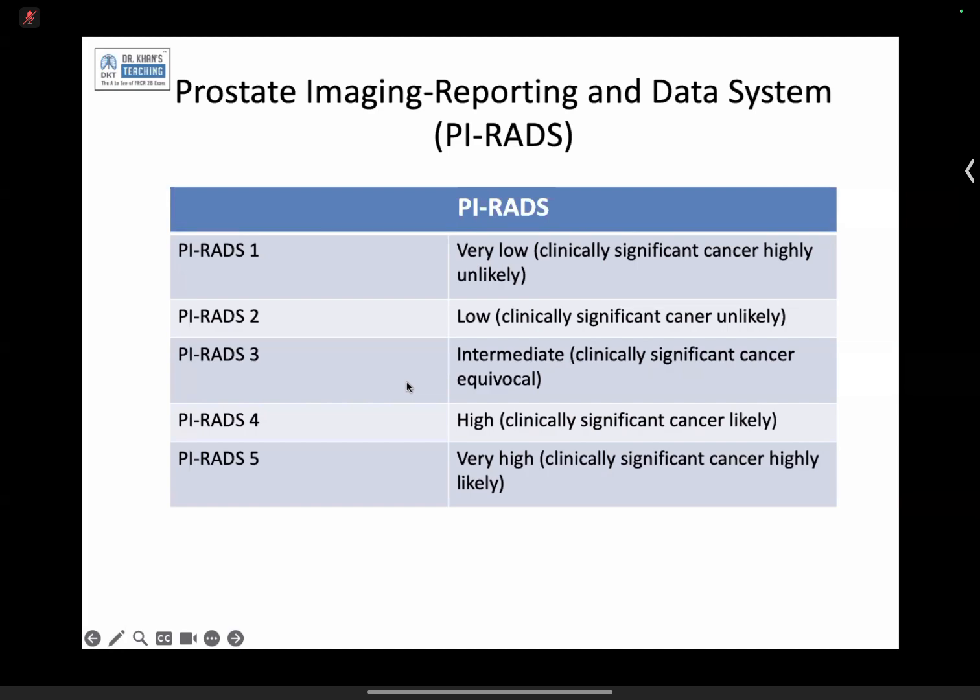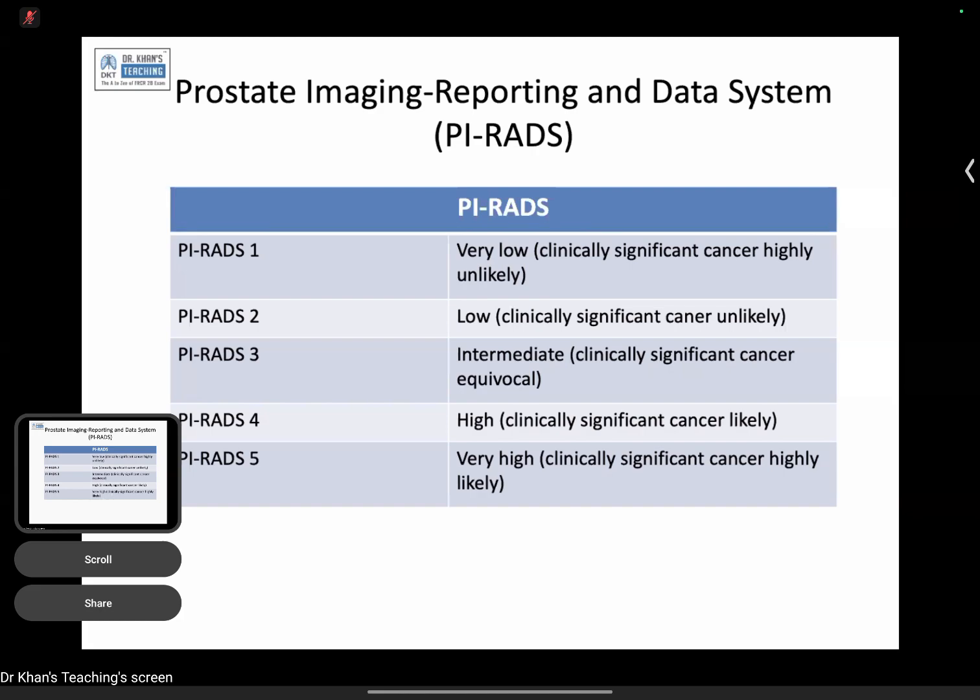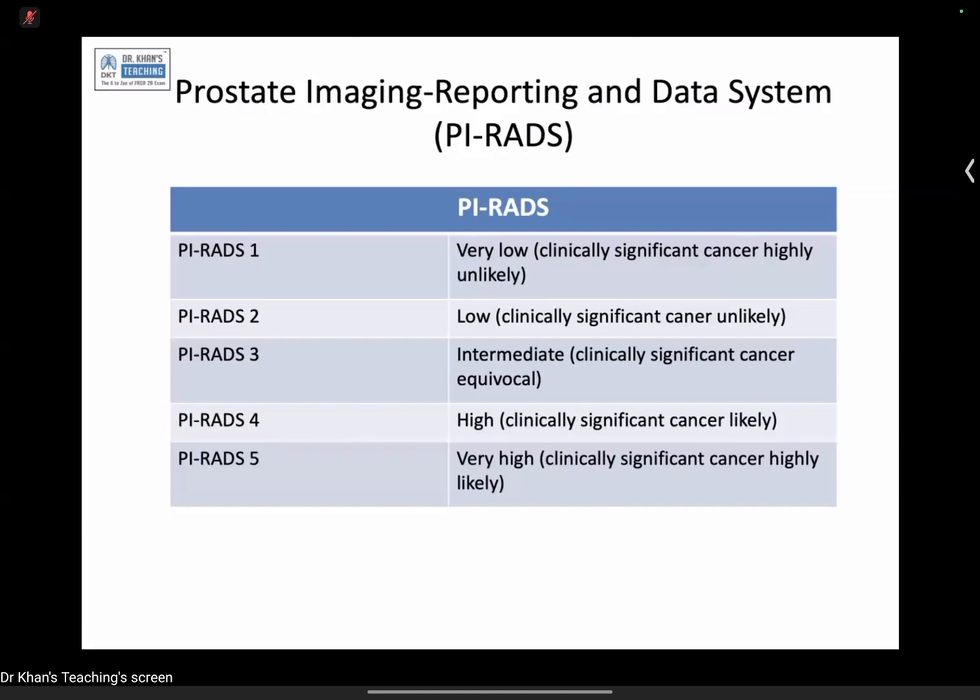Now, not for the exam, but if you are reporting MR prostates, then you should mention in your conclusion your PIRADS score. I don't have time to go into details of it, but we have got 5 scores. Till 2 is benign, three is indeterminate, 4 is highly likely to be cancer, and 5, of course, is same, except what is the difference between 4 and 5?